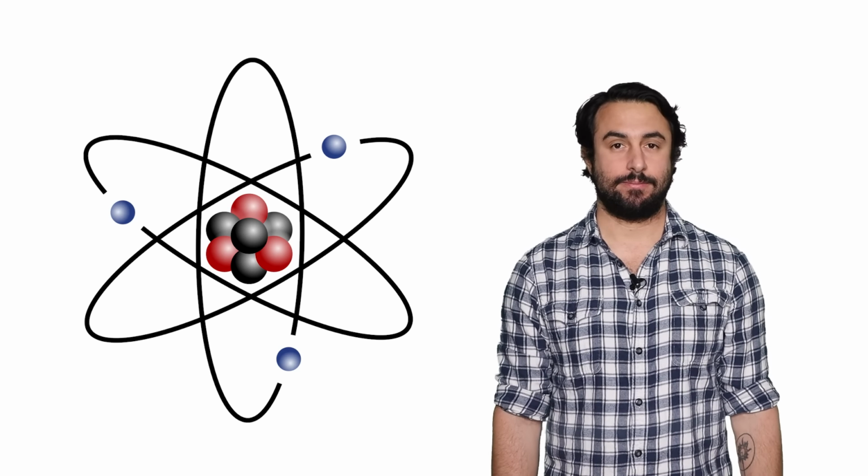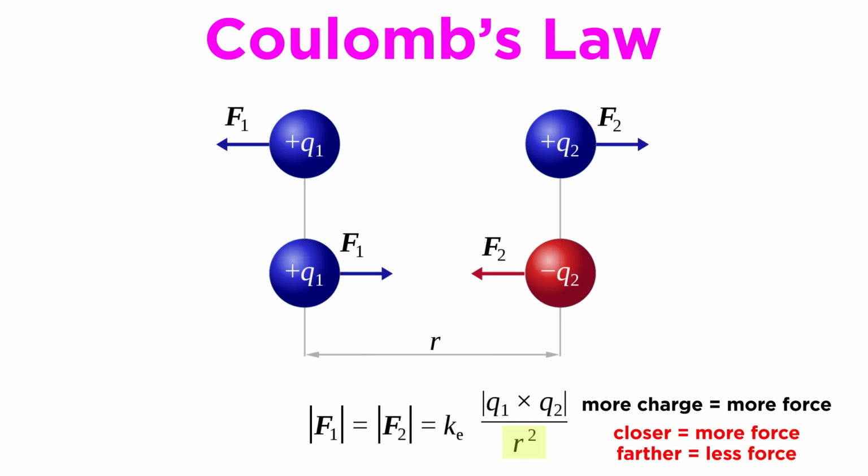Again, atoms contain both protons and electrons, and these have opposite charge, which means they are attracted to one another. This attraction is described mathematically by Coulomb's law, which says that the force between two charged particles is proportional to the product of their charges divided by the square of the distance between them. If opposite charges, this will be an attraction. If the same charge, it will be a repulsion. Greater magnitude of charge means greater force, and closer together means greater force, while farther away means lesser force.